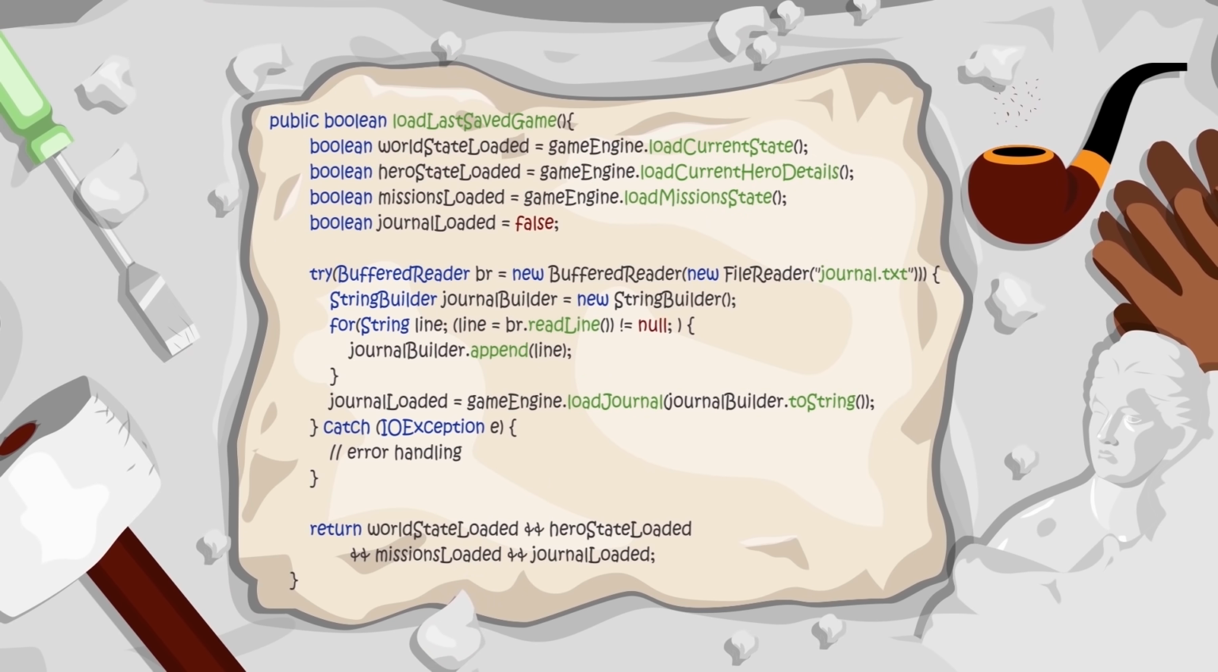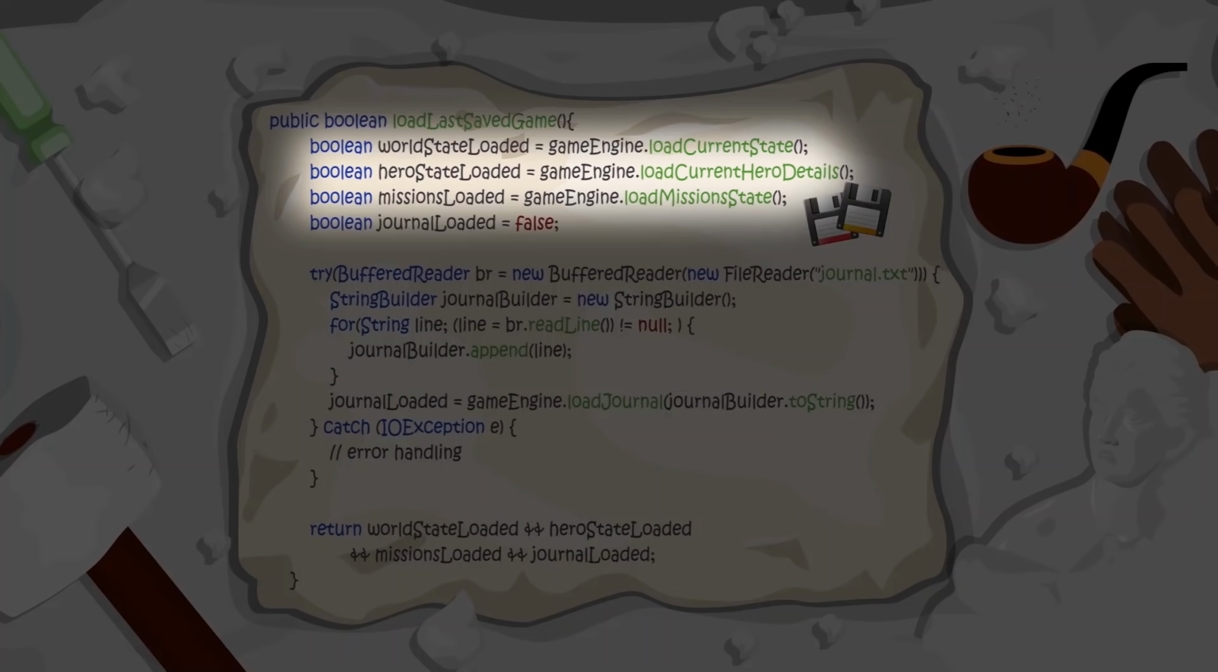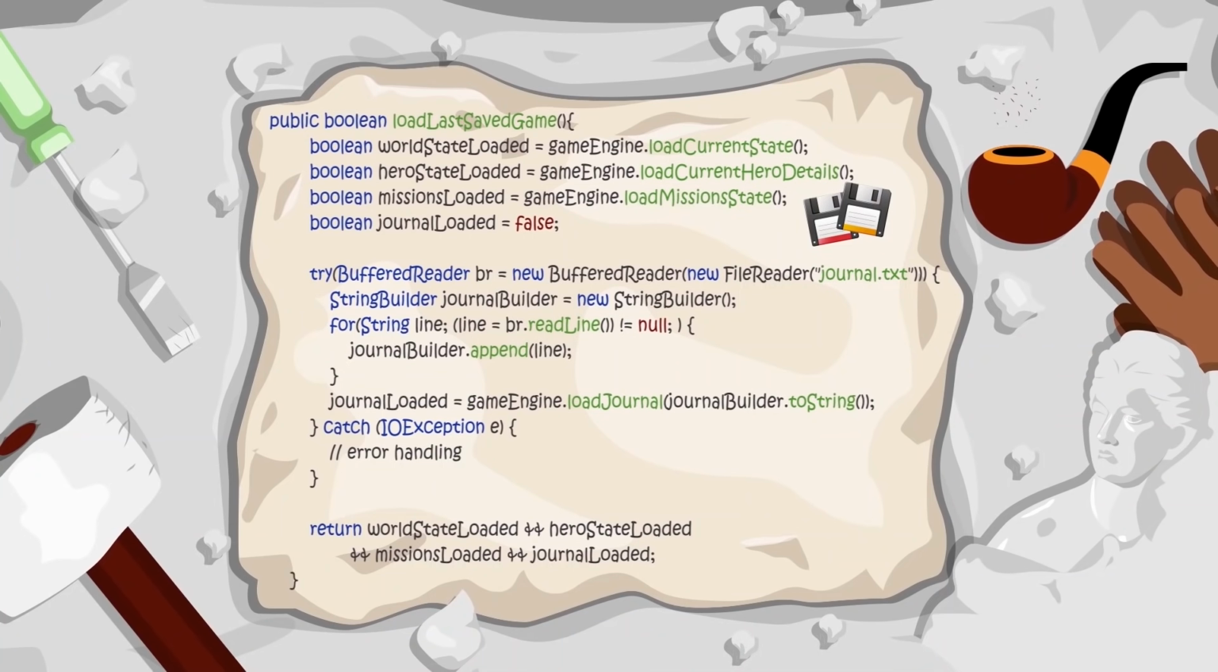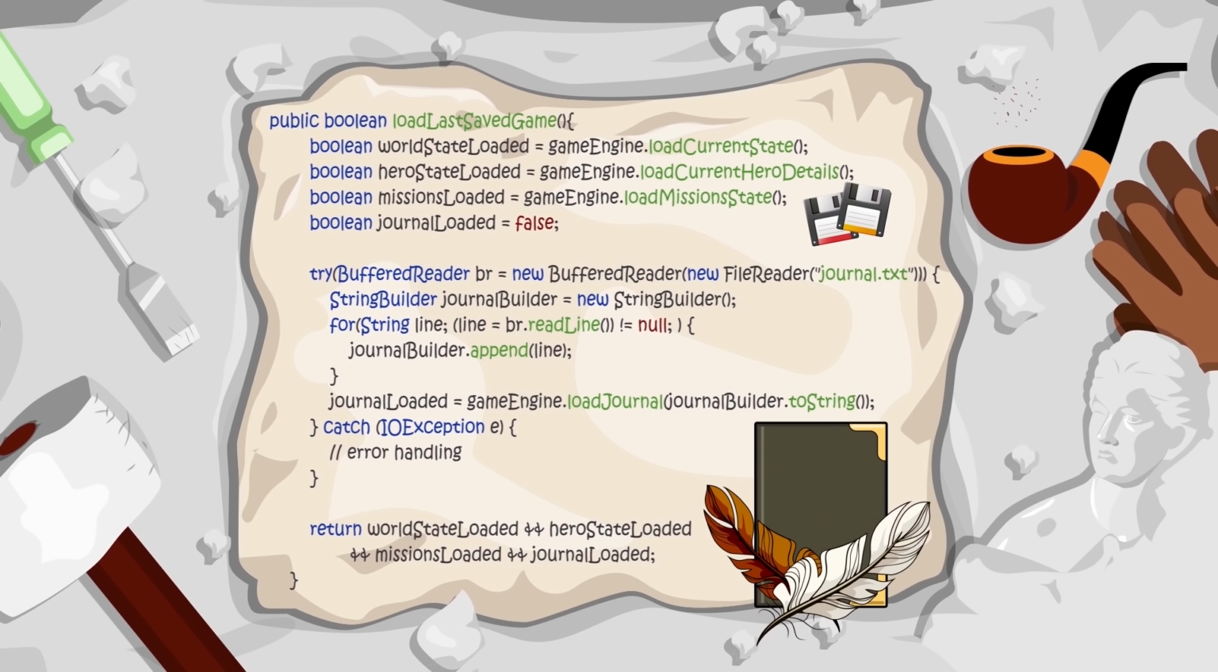This time we'll try to load a previously saved game. In the beginning we do the usual environment state, hero state and the mission state loading. Then we also want to load a personal journal of the player that he has been filling out since he started. This journal, unlike the rest, is loaded from a separate text file stored on a system.